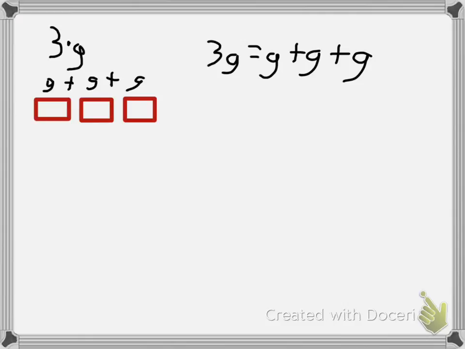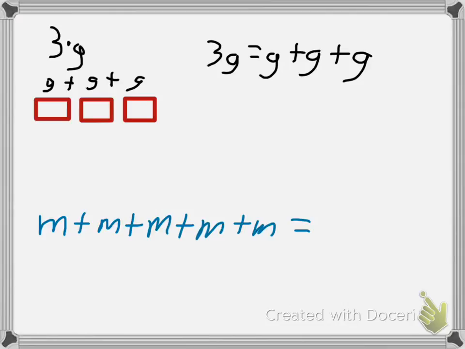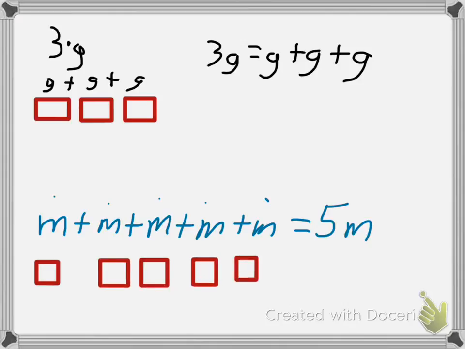So now if I have a different example, say I have, let's say, m. If I have m plus m plus m plus m plus m, well, what's that equal to? I have 1, 2, 3, 4, 5 m's. I could say that's the same thing as 5 times m. Okay, and again, if I needed a tape diagram to help me out, I would have 1, 2, 3, 4, 5.